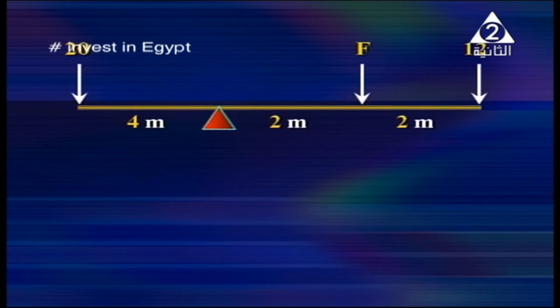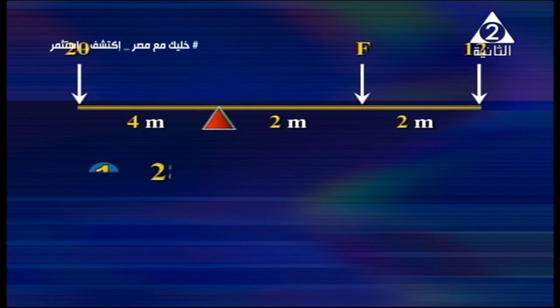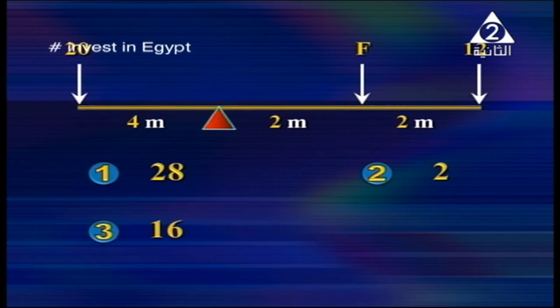Look, my dear student, in the opposite figure, if the rod is in equilibrium, then the value of F is blank Newton. Multiple choice: 28, 2, 16, and 4.